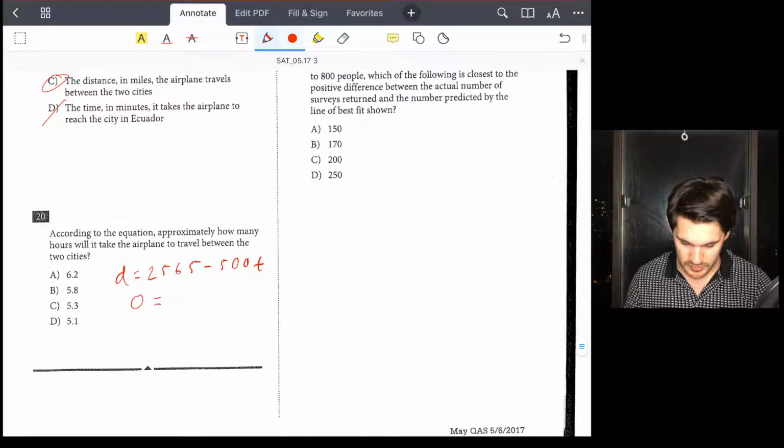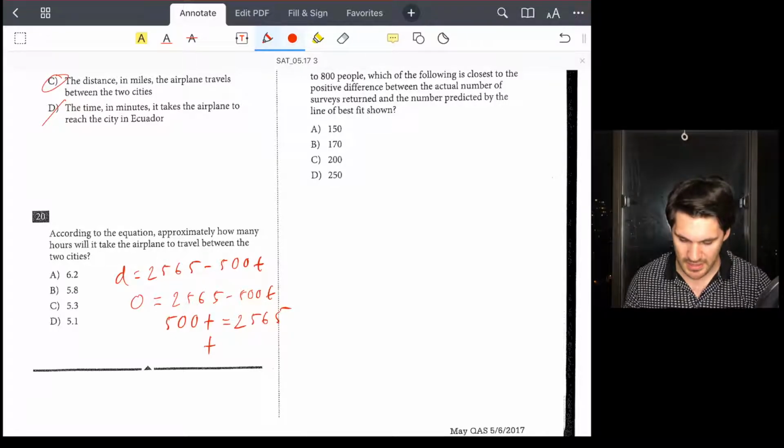So 0 is going to be equal to 2565 minus 500t. So that means 500t equals 2565, and t is going to end up being about 5.1. D is our answer.